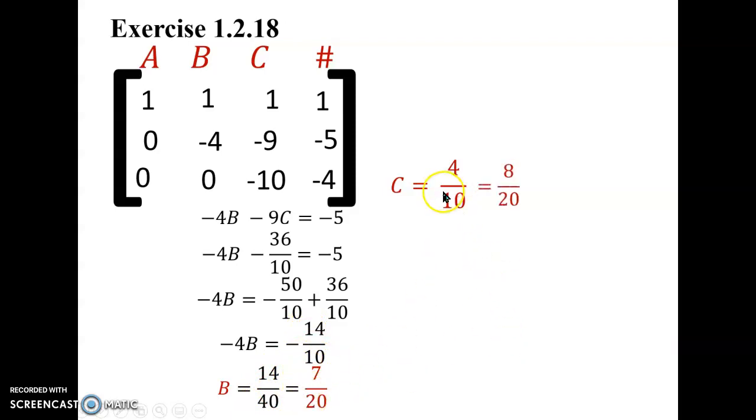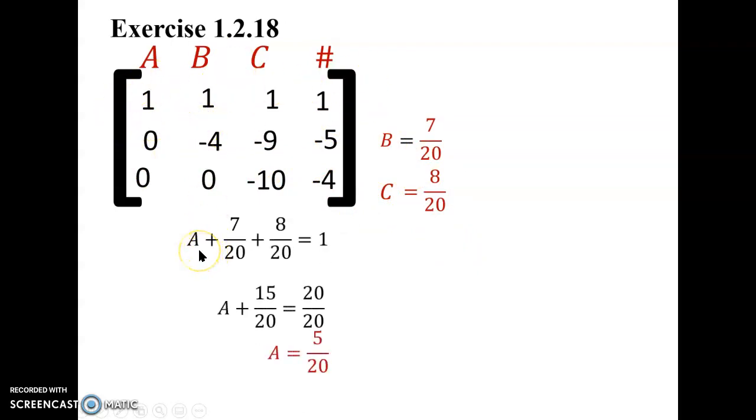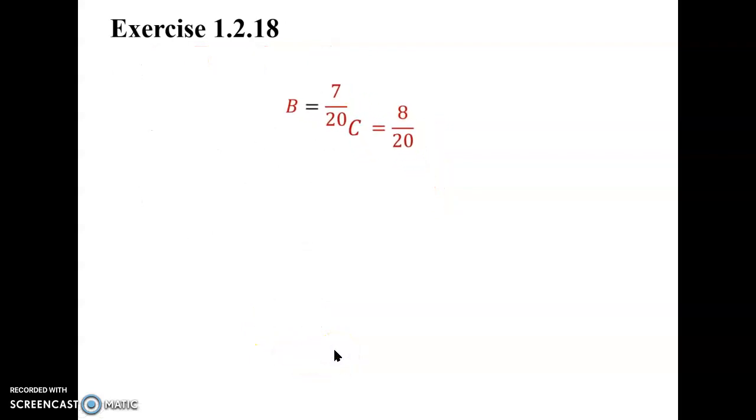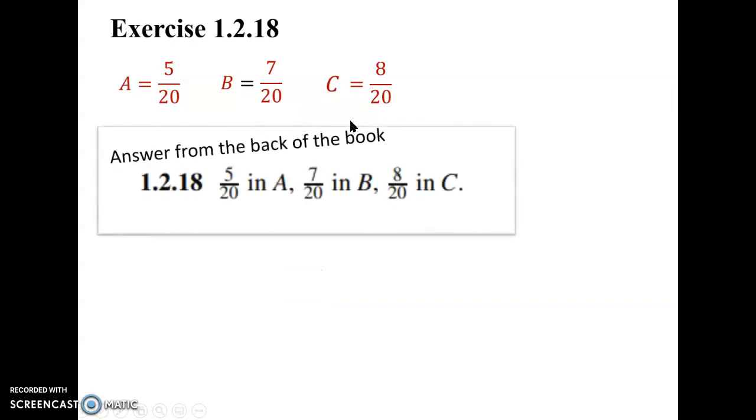And since that's a fraction, I'm just going to make this c a fraction over 20, so 8/20. So I have b and c, and I can come back to the first equation, which is a. So a plus the 7/20 and 8/20, which is 15/20, so a has to equal 5/20. And this answer was actually in the back of the book. I couldn't believe it.